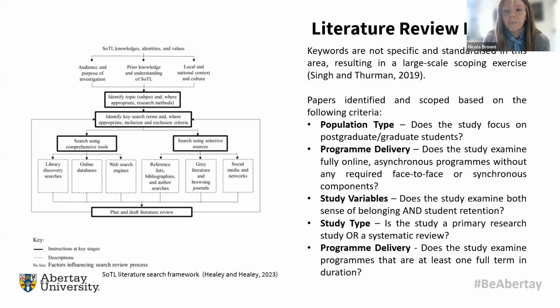So what I've done is I've identified about 500 papers and I've scoped those based on the criteria listed on the screen to really understand if it's focused on postgraduate students. Does it examine asynchronous programs without any face-to-face or limited synchronous components? Is it about belonging, sense of belonging and retention? Because that's where my study is focusing. And I'm looking at primary research or systematic reviews. And I'm looking at studies that have reviewed programs that are at least one full term in duration, with a specific focus on block delivery, because that's what we do at Abertay.